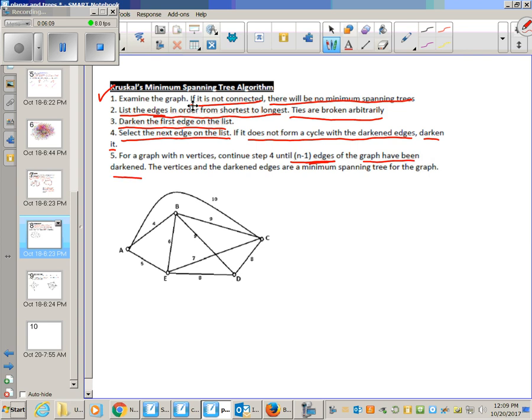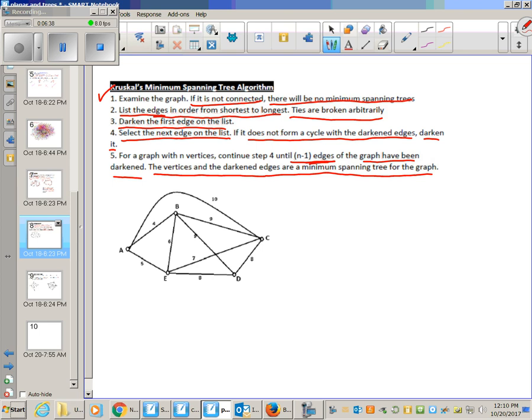If there are, say, 5 vertices, we're going to have 4 edges darkened. If we have 10 vertices, we're going to have 9 edges darkened. The vertices and the darkened edges are a minimum spanning tree for the graph. So, let's go ahead and do this example together. All right, step 1's complete. We're good there. Step 2, let's list it in order from smallest to biggest.